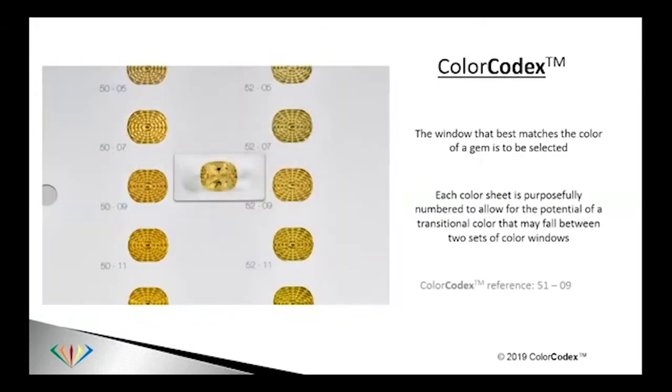To come back to the numbering of this, I purposefully chose the numbering that we did, using even and odd numbers for the color windows, because I also wanted to build into the system the recognition that you're going to have stones that fall in between 2 color windows. As an example, you see here a yellow sapphire, and it's positioned here because the color is falling between 2 of the colors.